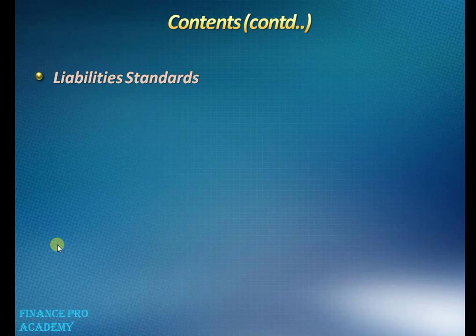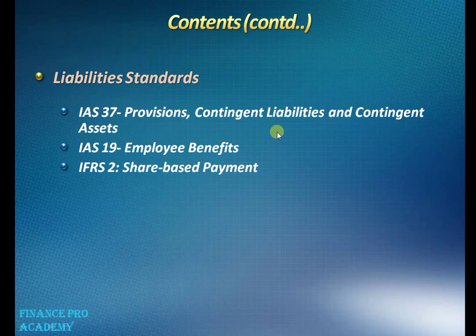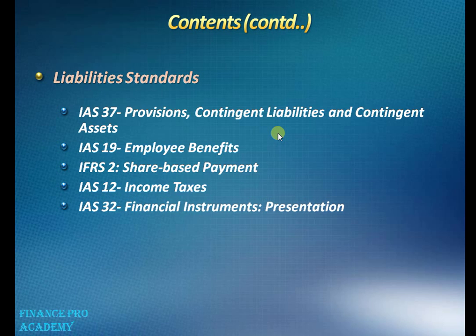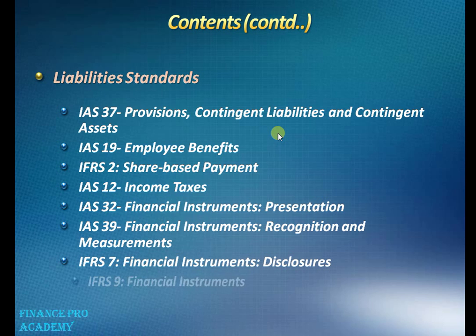The fourth section is liabilities standards and consists of accounts which deal with the liability part in the balance sheet. So these are the credit accounts. It includes IAS 37 provisions, contingent liabilities and contingent assets, IAS 19 employee benefits, IFRS 2 share-based payment, IAS 12 income taxes, IAS 32 financial instruments presentation, IAS 39 financial instruments recognition and measurement, IFRS 7 financial instruments disclosures, and IFRS 9 financial instruments.